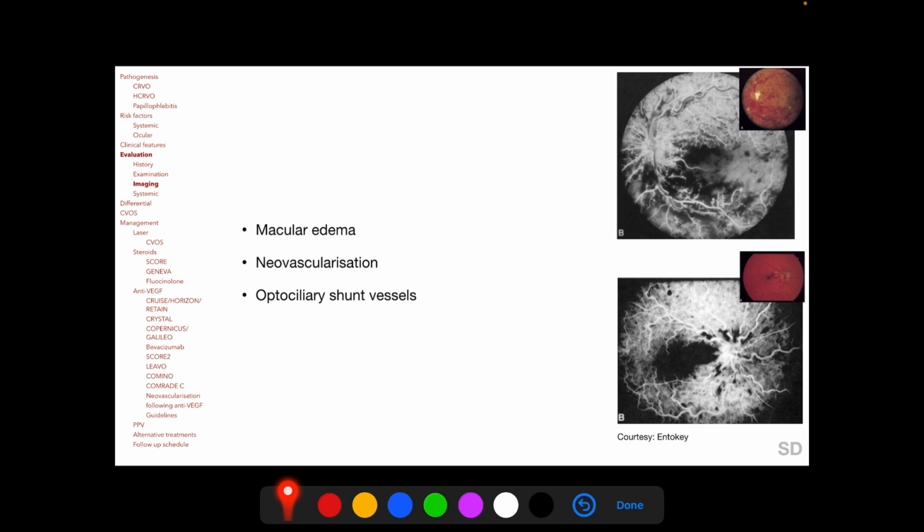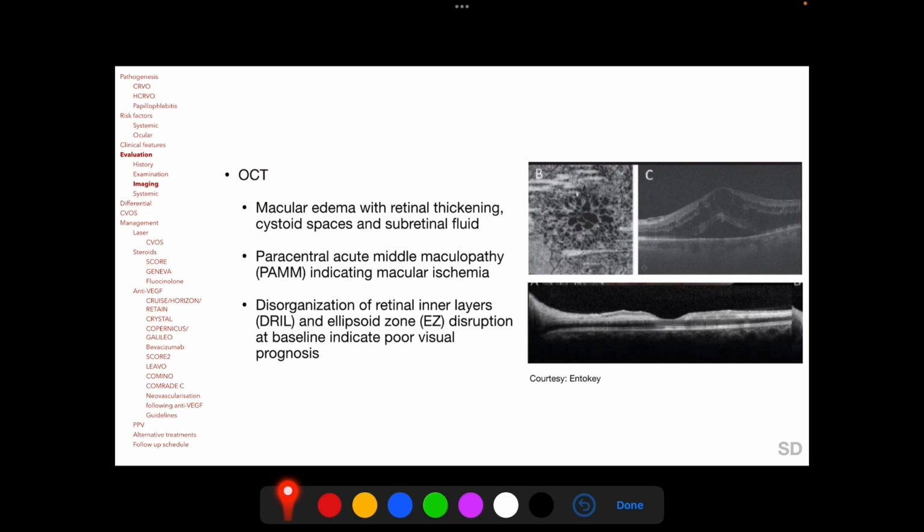As we have mentioned, neovascularization either on the disc or on the retina demonstrates profuse leakage of fluorescein, which optociliary shunt vessels don't. OCT in CRVO almost always shows macular edema, as seen here in this OCT photograph, with retinal thickening, cystoid spaces, and subretinal fluid.